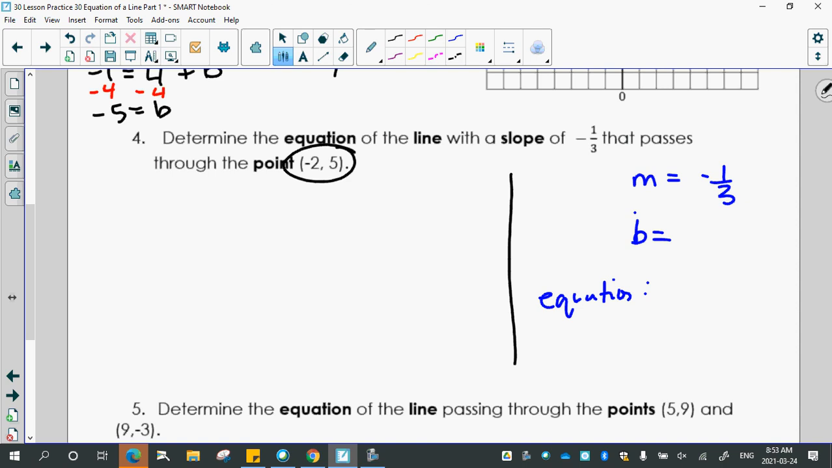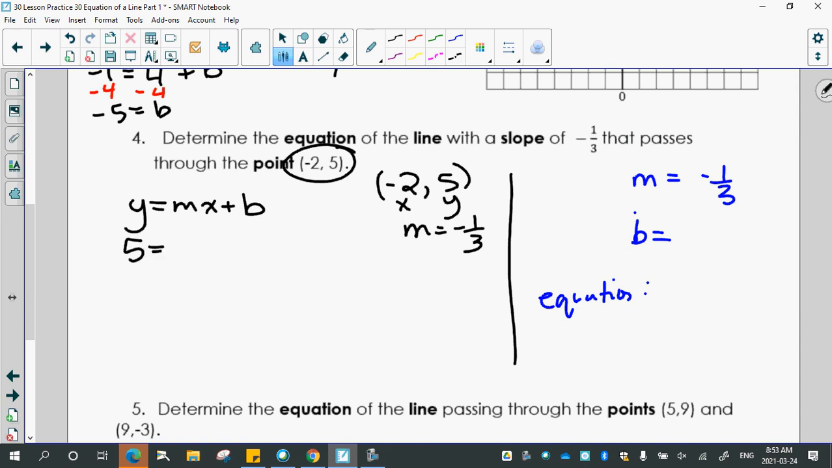Yep, you could probably use the equation and put in those coordinates. You sure can. So you can use y equals mx plus b with the coordinates (-2, 5) for x and y, and -1/3 in for m. Okay? And then our only unknown will be b. So we can replace y with 5, m with -1/3, x with -2, plus b.